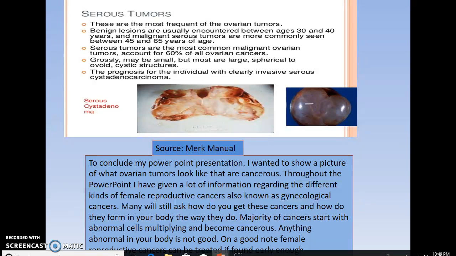Throughout the PowerPoint, I've given a lot of information regarding the different kinds of female reproductive cancers, also known as gynecological cancers. Many people will ask, how do you get these cancers? How do they form in your body the way they do? Well, the majority of cancers start with abnormal cells multiplying and becoming cancerous. Anything abnormal in your body is definitely not a good thing. On a good note, female reproductive cancers can be treated if found early enough. Again, that's why it's important to not ignore signs, because if you catch it quick enough, it can be treated.